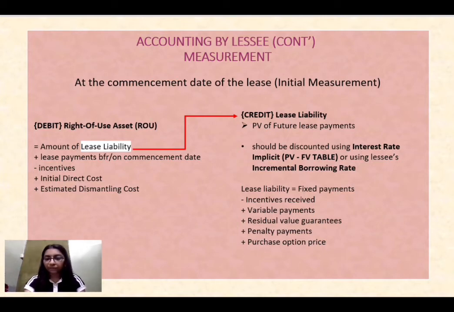These are all in the future that the lessee will pay, which is fixed payments, variable payments, residual value guarantees, penalty payments, purchase option price, less incentive received. But we cannot simply take the amounts and add them all here. We have to discount the future values to present value by using the interest rate implicit. And this is where we have to use the present value and future value tables. So we'll see about the tables in a while.